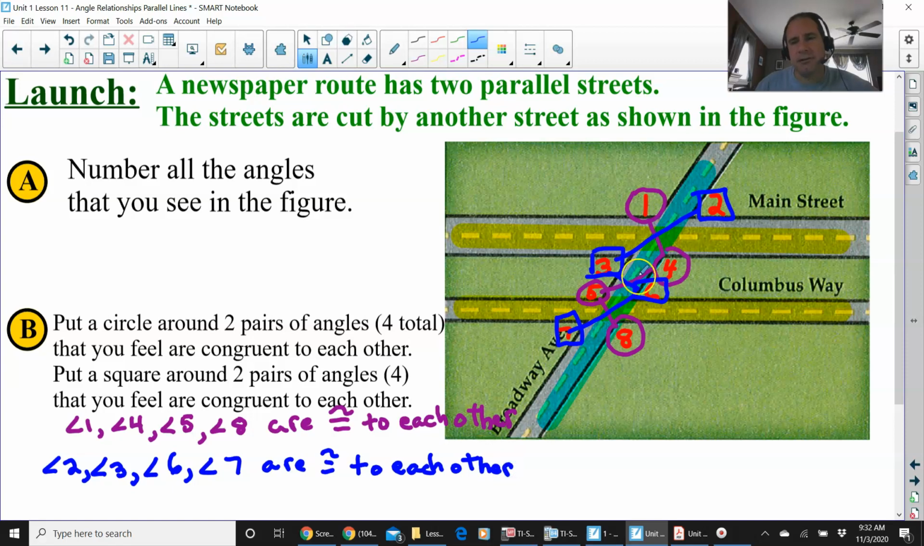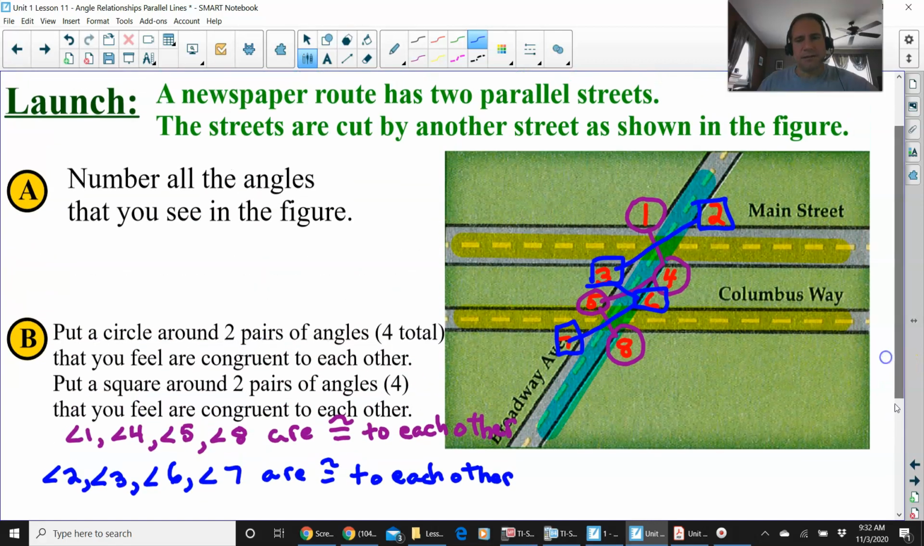Notice that it makes a crisscross. You could do that all the time. You could circle one angle, crisscross to the other. All obtuse angles are going to be congruent to each other, and all acute angles are going to be congruent to each other. So that is what was expected of you.